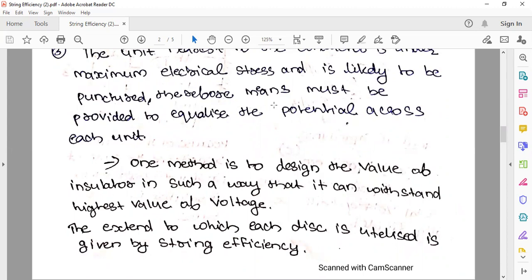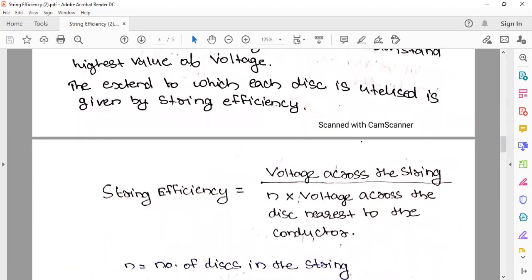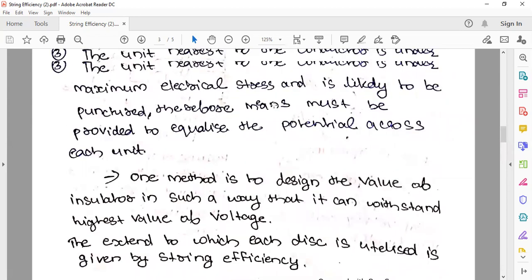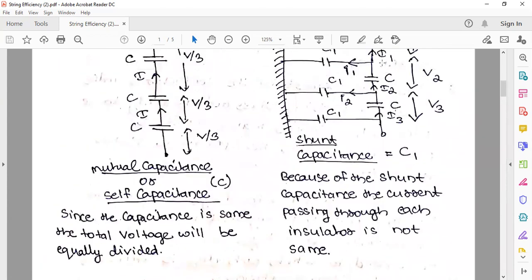We are designing the insulator in such a way that it can withstand the highest value of the voltage, and the extent to which each disk is utilized is given by the string efficiency. String efficiency is calculated as the voltage across the string divided by N times the voltage across the disk nearest to the conductor. So here I3 will be greater than I2, which will be greater than I1. Similarly, the voltage will vary. All this happens because of the presence of the shunt capacitance. Do you agree with me?